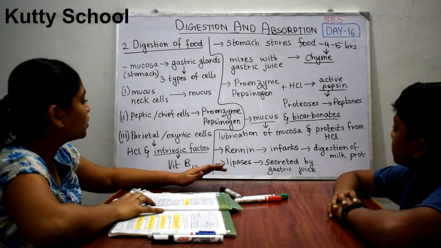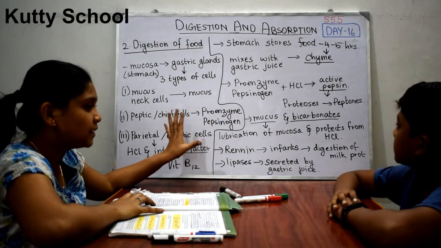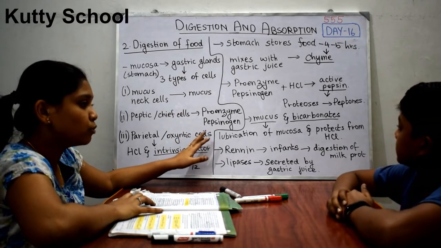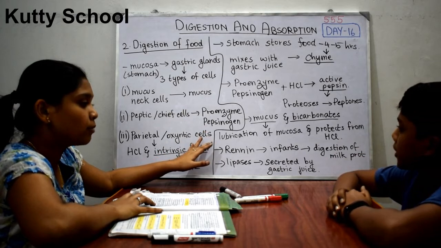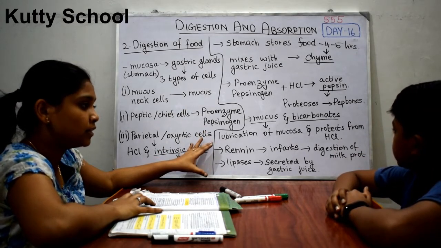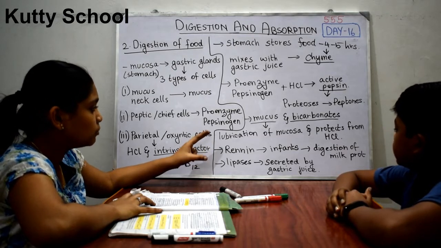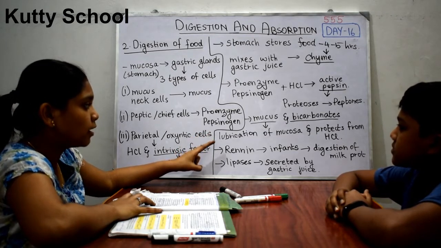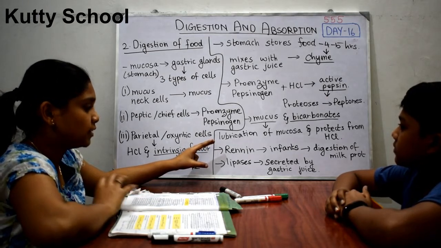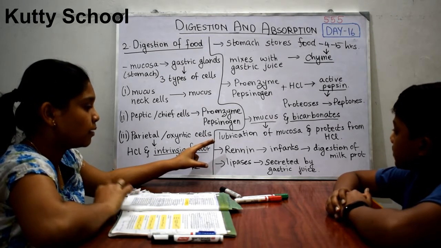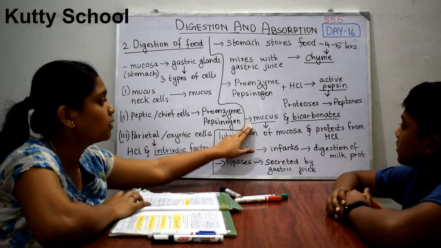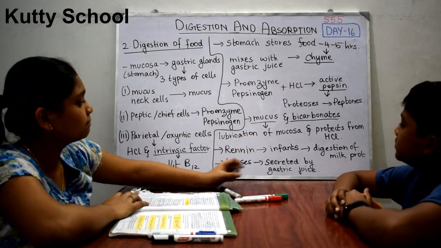The mucus and bicarbonates secreted by the gastric glands help in the lubrication of the mucosa, and they protect it from HCl. Hydrochloric acid provides an acidic pH in the stomach. This HCl would corrode the mucosa, so the mucus and bicarbonate help in the protection of the mucosa.